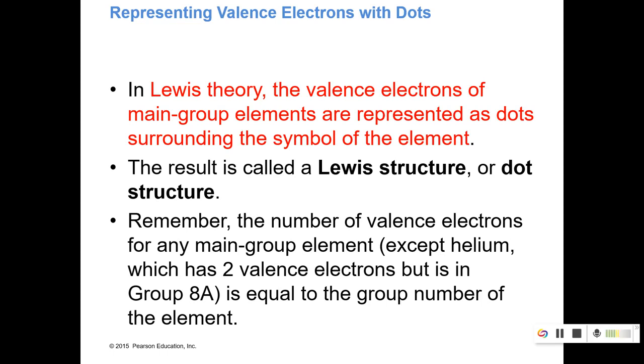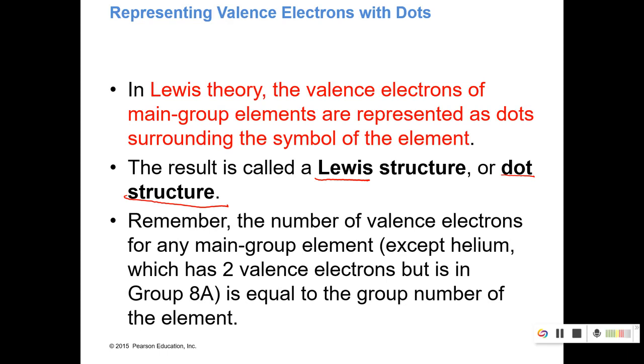Okay, so Lewis theory is when we have valence electrons of main group elements that are represented as dots surrounding the symbol of the element. I generally call these Lewis dot structures. Again, remember that the main group elements are the ones with A's at the top of your periodic table. So you will need to look at your periodic table for this specific lesson and the rest of this chapter. So please make sure you have it out and available.